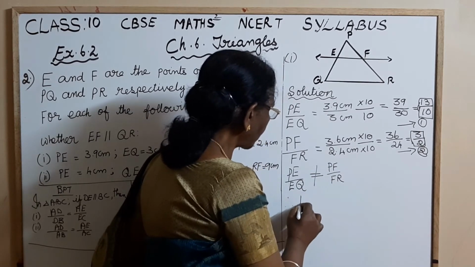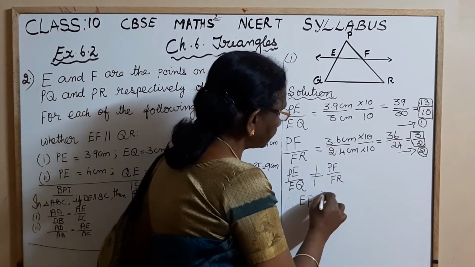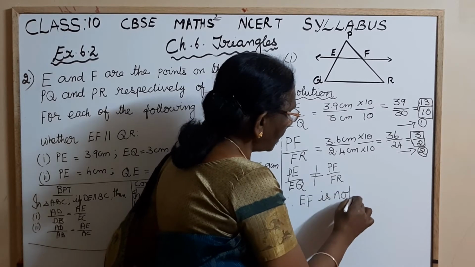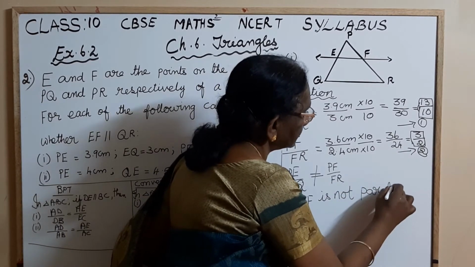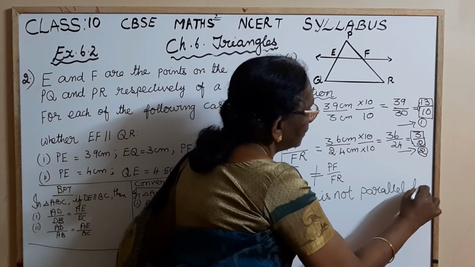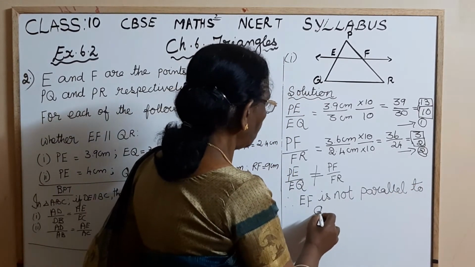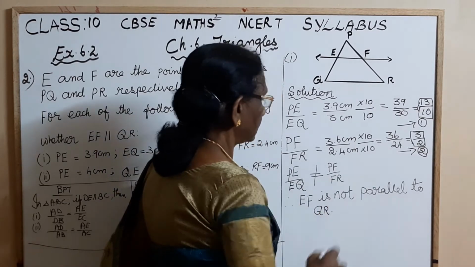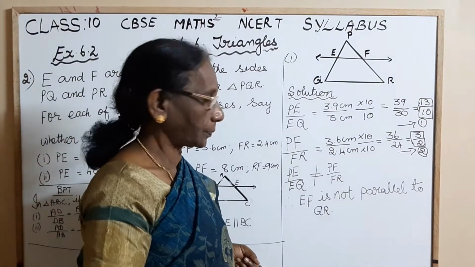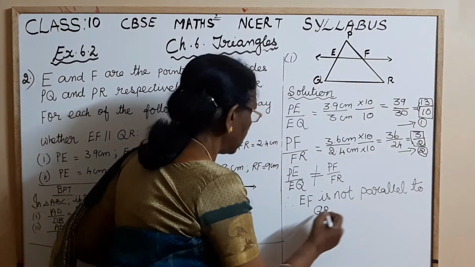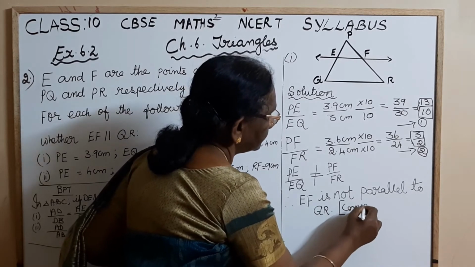Therefore, EF is not parallel to QR. It is by converse of BPT. Have you understood, children? The same thing. If you want, you can write converse of BPT.